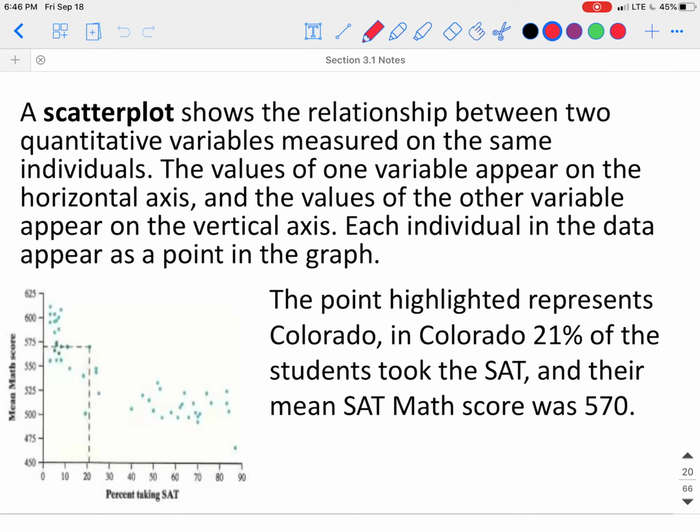The values of one variable appear on the horizontal axis, and the values of the other variable appear on the vertical axis. Each individual in the data appears as a point on the graph. So the point that is highlighted in the graph on the left represents Colorado. In Colorado, 21% of the students took the SAT, and their mean SAT math score was 570.